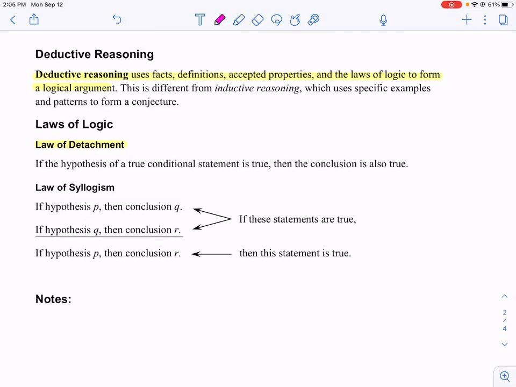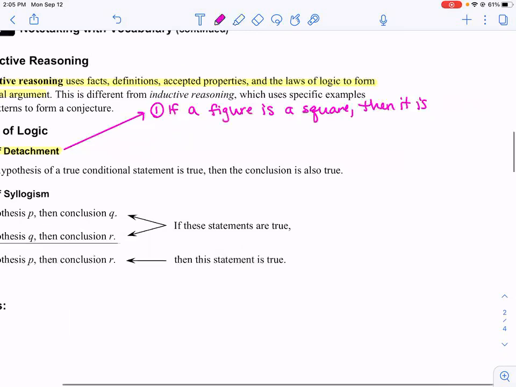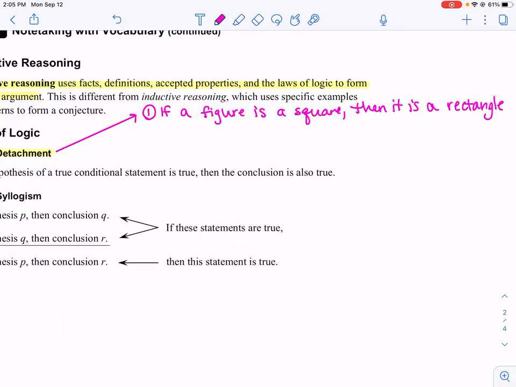So I have an example of the law of detachment. Okay, I want you to write this. Number 1, if a figure is a square, then it is a quadrilateral. A rectangle. No. Yes. No. Yeah. No matter where's the square, rectangle's a different.